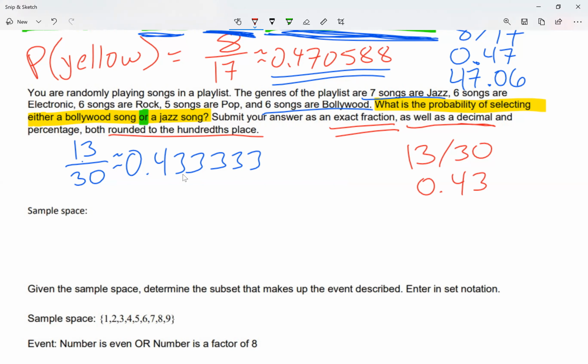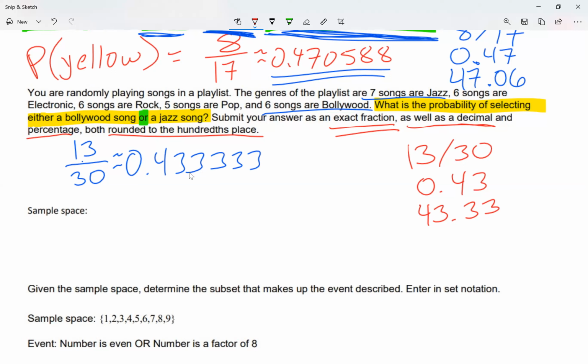And I have to answer this also as a percentage, rounded to the hundredths place. So remember, I look at my decimal and multiply by 100. Basically, multiplying by 100 makes me move my decimal 2 places to the right. So it's right here, 43 point something. I'm going to round this to 2 decimal places, so my answer will be 43.33. Notice that on my decimal and my percentage, I rounded each to the nearest hundredths, so that means 2 decimal places.